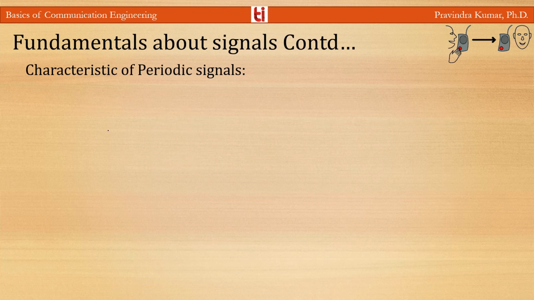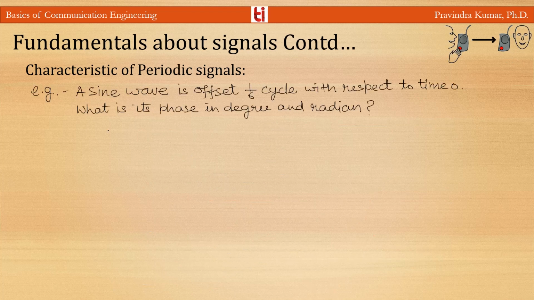So one example: a sine wave is offset 1 by 6 cycle with respect to time 0. What is its phase in degrees and radians?